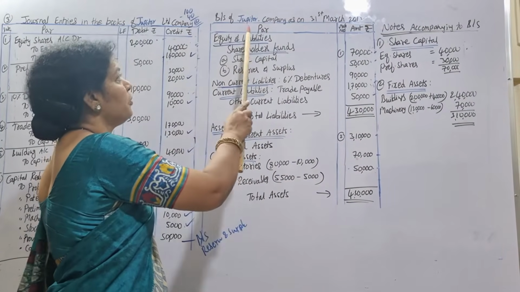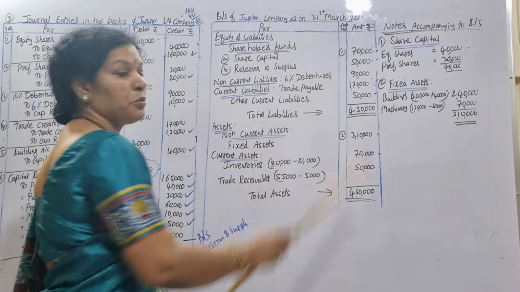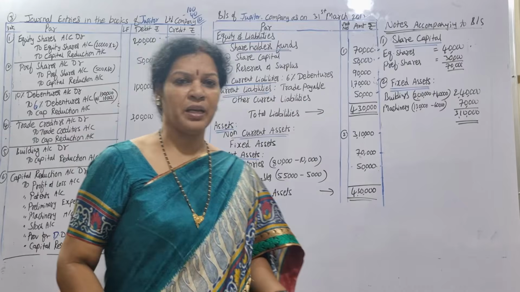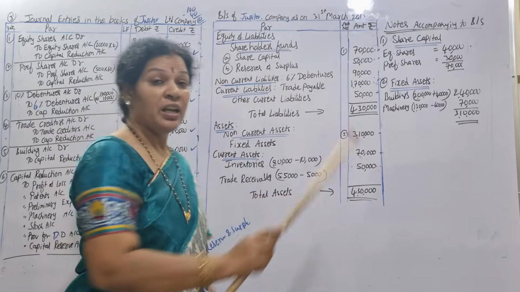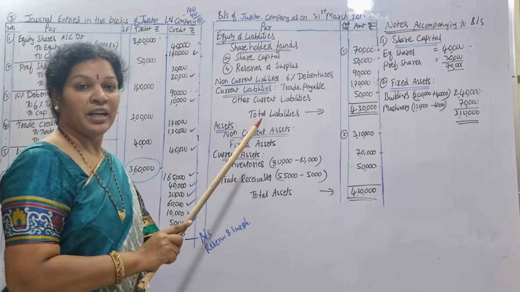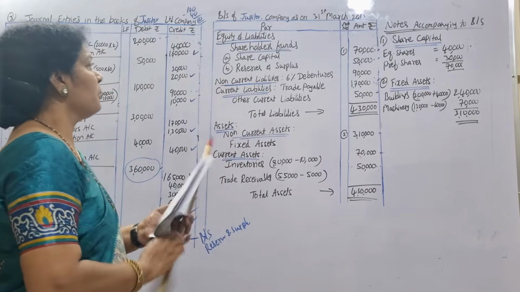Now this is the balance sheet of Jupiter Company as on 31st March 2012. Coming to the balance sheet, you have to focus first on the liabilities. Equity and liabilities. Under this, you can say two columns.